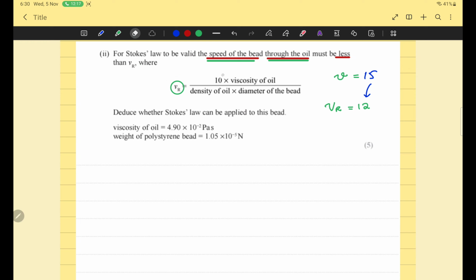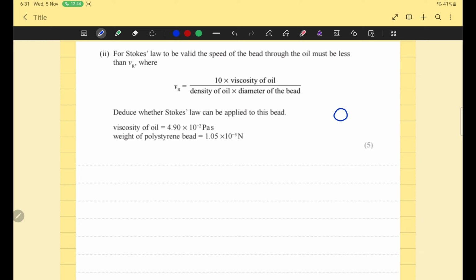So we are going to calculate first the speed of bead through oil, number one. Then we will calculate a constant VR, number two. And then we will compare whether our calculated value is less than or greater than the value of VR. So you should calculate first the speed of bead. And how do you calculate speed of bead?